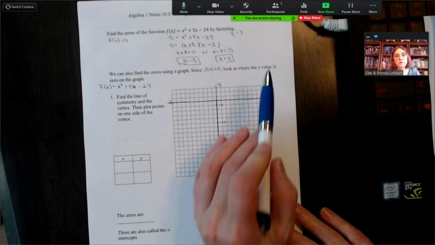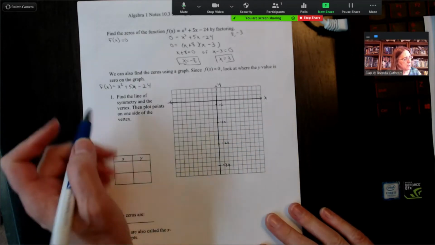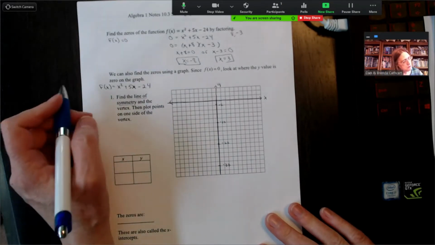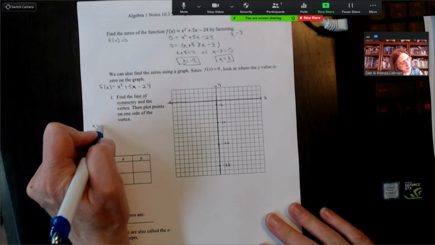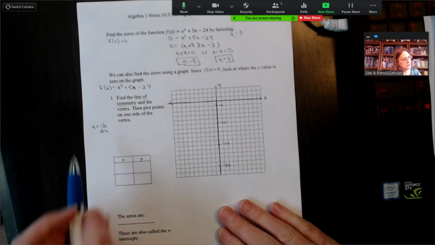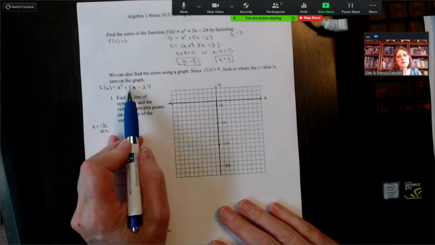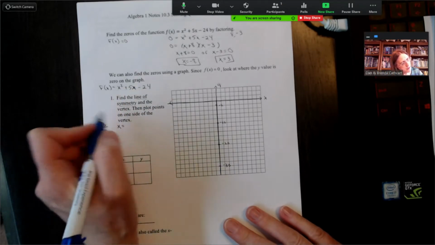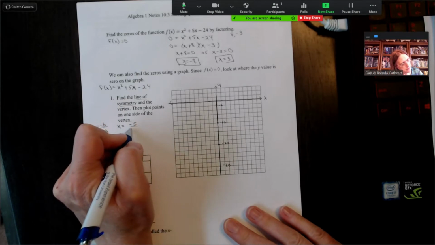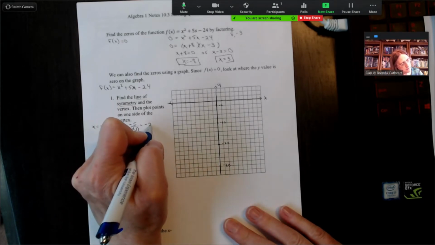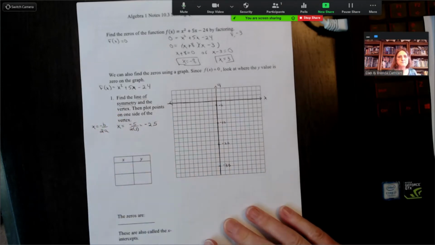In order to graph a function, the first thing we look for is the line of symmetry. So the line of symmetry, we use the rule x equals negative b divided by 2a. So in this function, a is 1 and b is 5. So we get our line of symmetry, x equals negative 5 over 2 times 1, or negative 2.5.